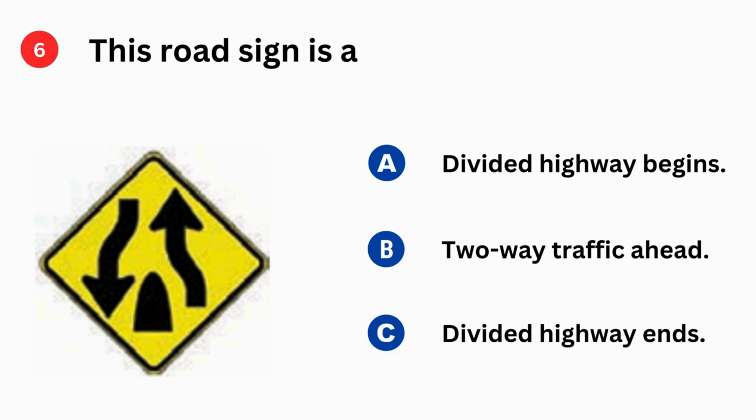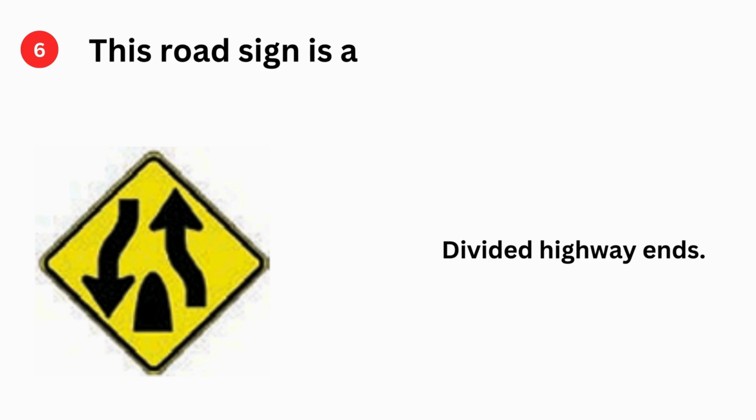This road sign is A. Divided highway begins. B. Two-way traffic ahead. C. Divided highway ends. Good observation. It is the divided highway ends sign.